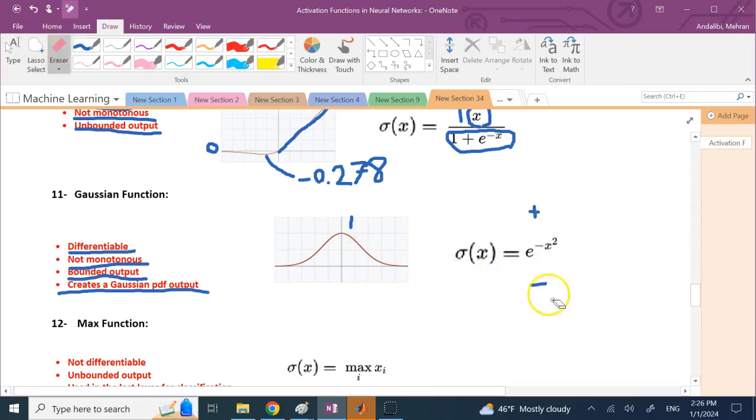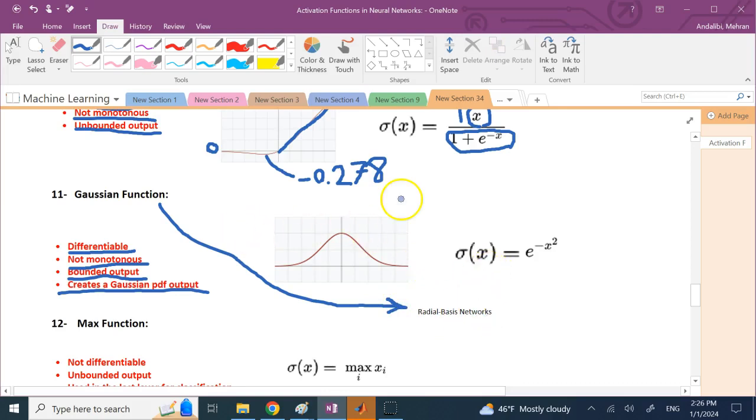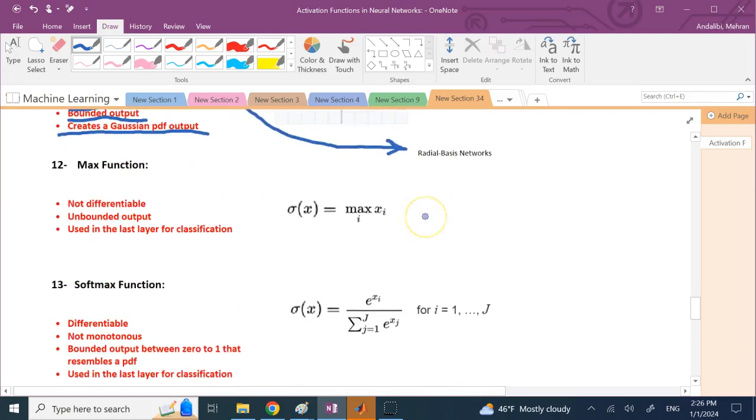But this is another function that we have, and this is also used in what we call a group of networks, which we call, let me write it for you, radial basis networks, which are used for classification, regression, function approximation, and so on. So in radial basis networks, or RB networks, this Gaussian function is used.